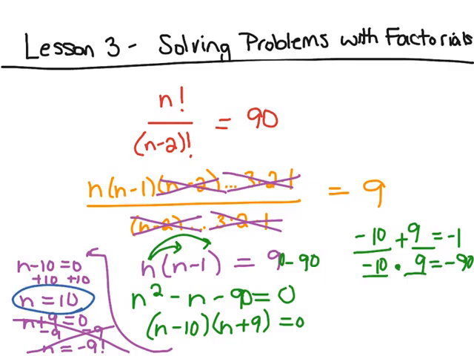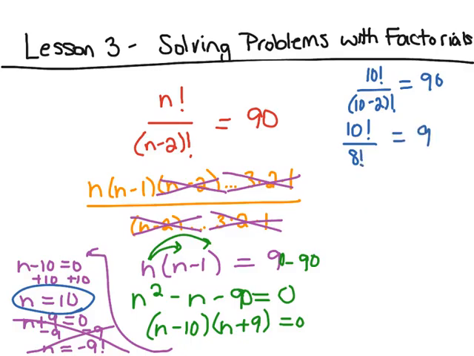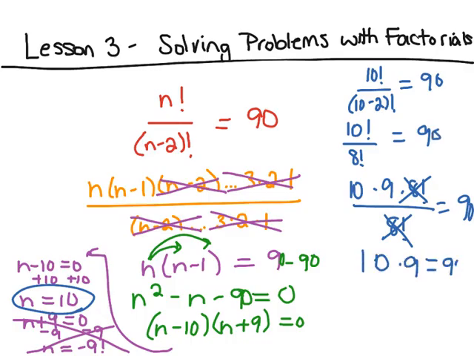So to check, if we had 10 factorial over 10 minus 2 factorial equals 90, we'd have 10 factorial divided by 8 factorial. 10 factorial is the same as 10 times 9 times 8 factorial, over 8 factorial. The 8 factorials will cancel, so we have 10 times 9 equals 90, and 90 does equal 90. So that is our solution. n equals 10.